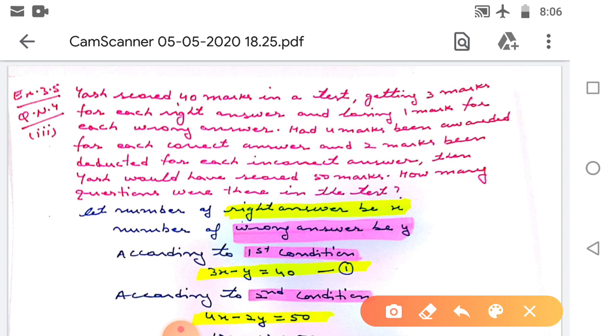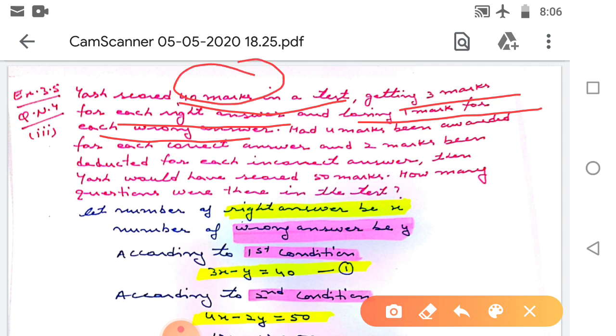Yash scored 40 marks in a test, getting 3 marks for each right answer and losing 1 mark for each wrong answer. Clear? Yash scored 40 marks, and for every correct answer he's getting 3 marks, and for every wrong answer he's losing 1 mark. Clear?